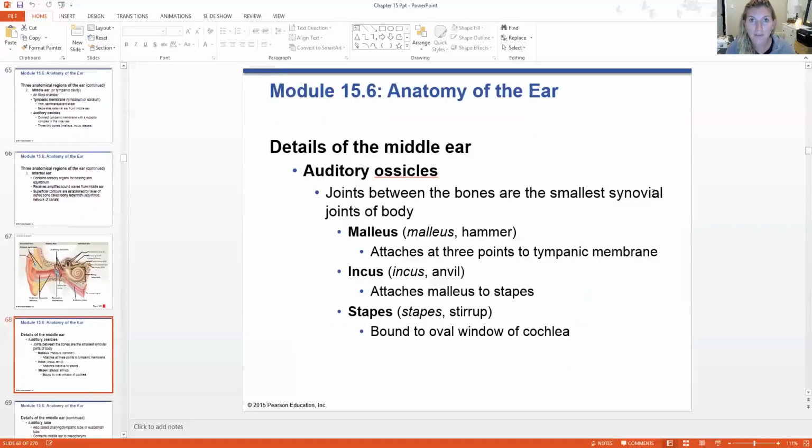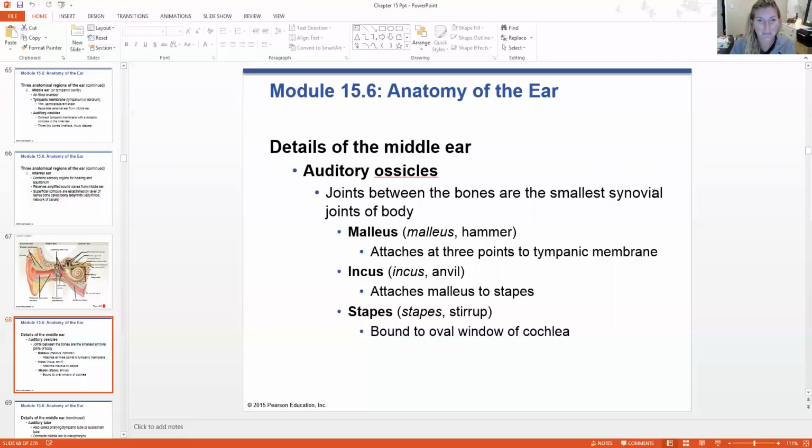So let's talk about some of the details of the middle ear. Outer ear is pretty straightforward, right? It's just the pinna or the auricle. The auditory ossicles are the tiniest joints in the body, and they are synovial joints. So they have little ligaments attached to them and things like that. The malleus is the hammer. This attaches to different parts of the tympanic membrane. The incus attaches the malleus to the stapes, and then the stapes is bound to the oval window of the cochlea.